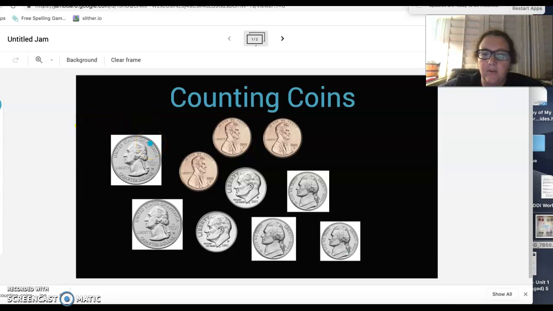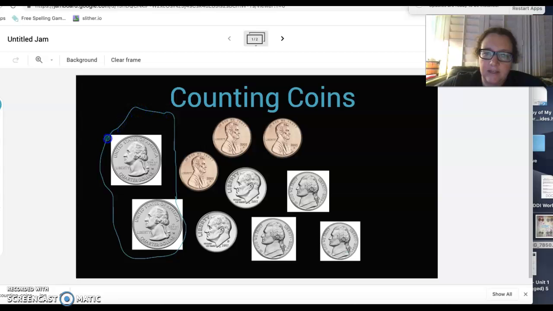So when I'm going to count a group of coins, the first thing I'm going to do is start with my biggest coin. So in this little group I have my quarters and they are worth 25. So I'm going to circle them and I have 25 and 25, which is 50. So I have 50 cents right here. I'll put a 50.